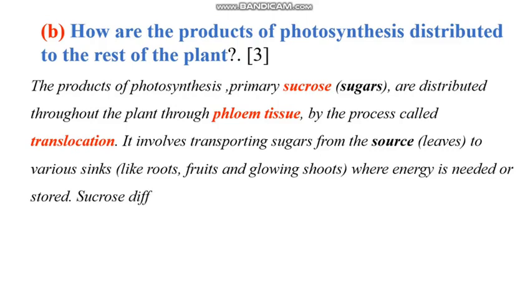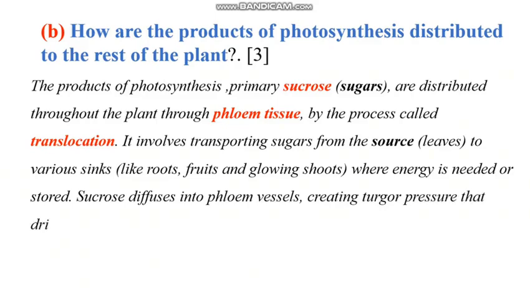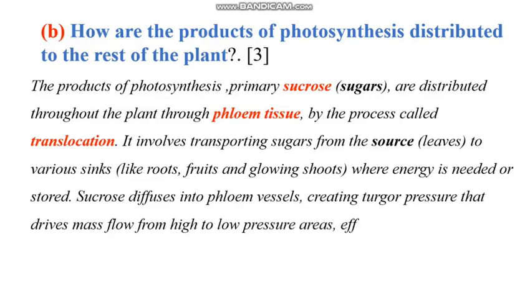So that is how the products of photosynthesis are distributed to the rest of the plant. So this is how we can answer this question. We now move on to our next question. Okay, so I hope it's clear. You have understood how we can answer this question.